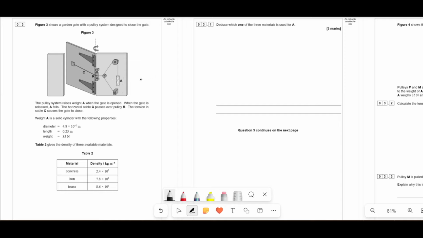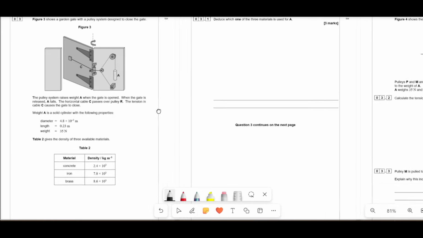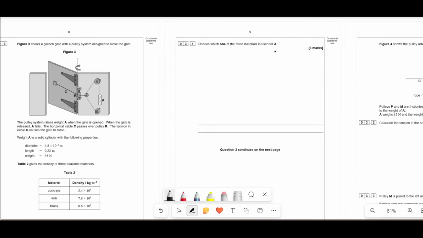Weight A is a solid cylinder with the following properties. It's got that diameter, its length, and its weight there, and it gives the density of 3 different available materials. Deduce which one of these is used for A. So we know that density equals mass over volume. Now, we know that its weight is 35 newtons, which is mg. So therefore, m is going to equal 35 over g, which is 35 over 9.81. If we do that, we get 3.568 kilograms. Cool, so we've got its mass.